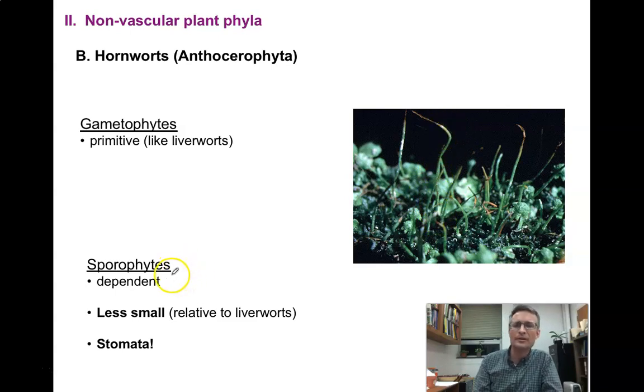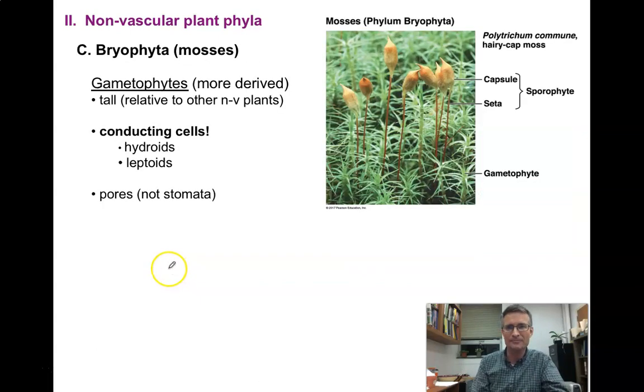All right, so that's why our sporophytes of the hornworts can start to be a little bit taller. And now we get to our third group of non-vascular plants, the Bryophyta, or mosses. And so the gametophytes are certainly a little bit more derived. They have some features that the gametophytes of our liverworts and our hornworts didn't have. And so they're taller. Clearly they're not just flat, they're somewhat taller.